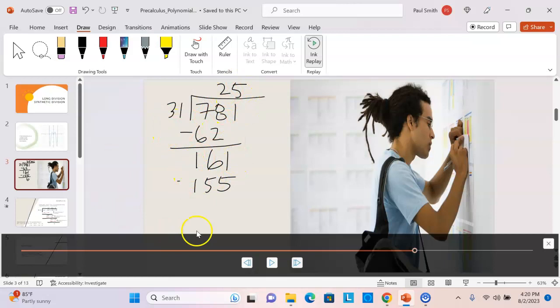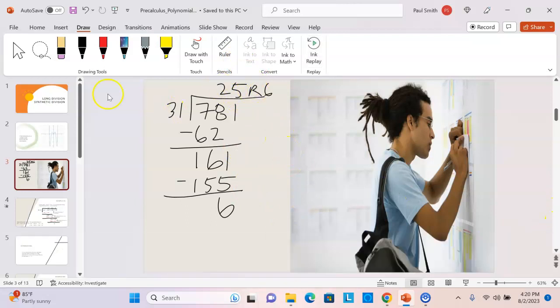So we do the same process. We put a 5 up here, and 5 times 31 is 155. We do the same thing, and we're left with a 6. We don't have anything else to carry down, so 6 is our remainder, and we write a little R6 up here. In other words, 25 and 6 divided by 31. That was the long division process when we were dealing with numbers.